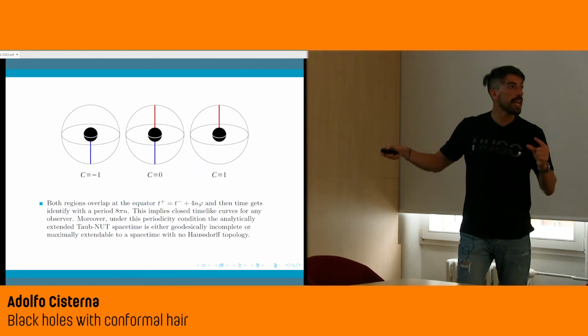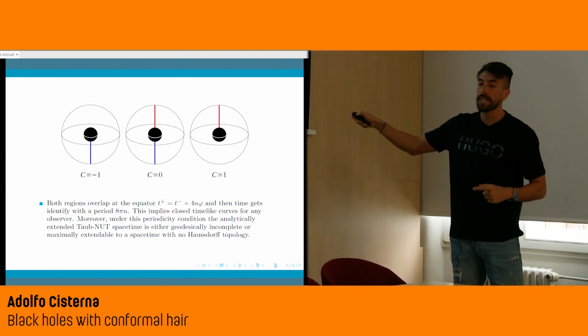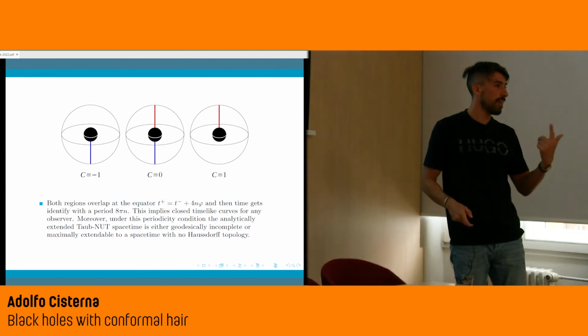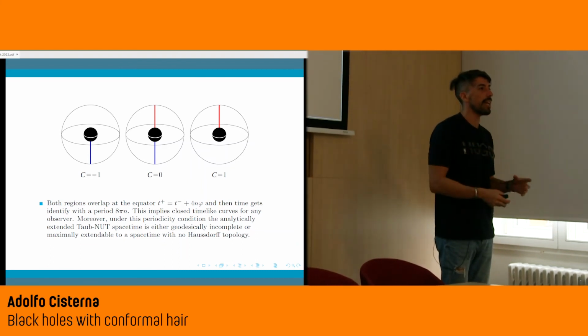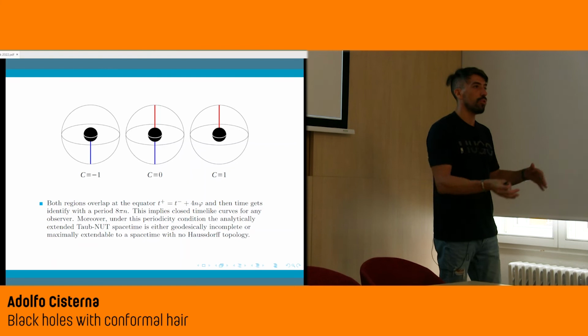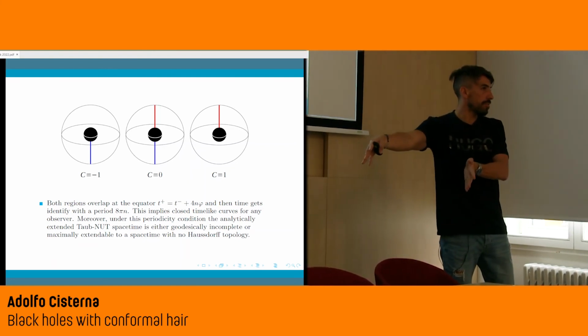But this angle is again identified in between 0 to pi. And what does that imply? That also your time coordinate gets identified. So your time coordinate again closes itself. So you have again closed time-like curves. So you solve somehow the Misner string, but you put closed time-like curves in your space-time.